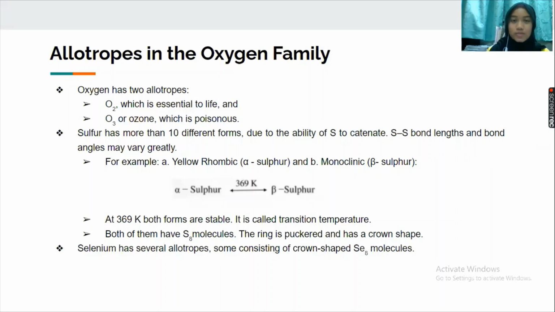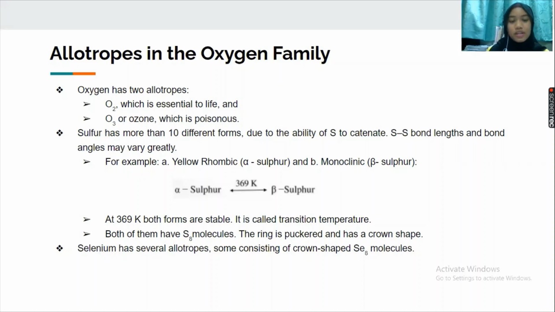Today I'll be continuing the presentation of our SCL, whose title is Group 16 on the allotropes in the oxygen family. Oxygen has two allotropes, O2, which is essential in life, and O3, also known as ozone, that is poisonous. Sulfur has more than 10 different forms due to the ability of sulfur to catenate. Catenation is the bonding of atoms of the same element in series, called a chain. The S-S bond length and bond angles may vary greatly.